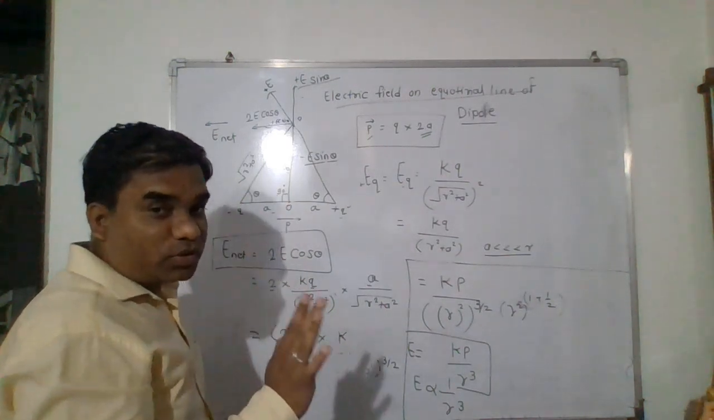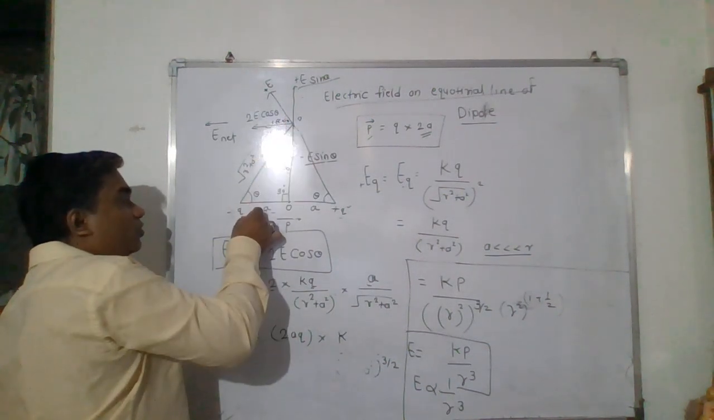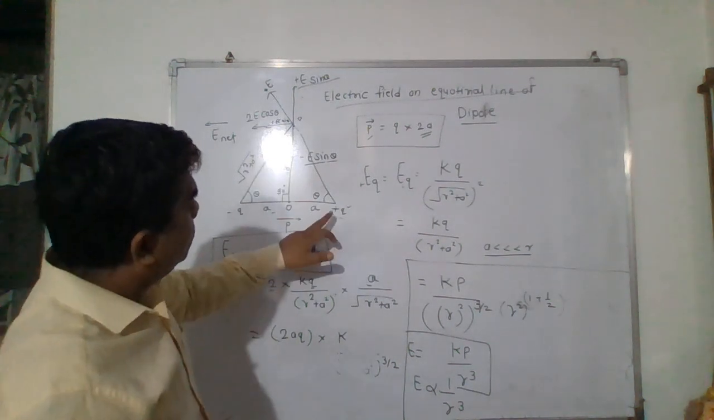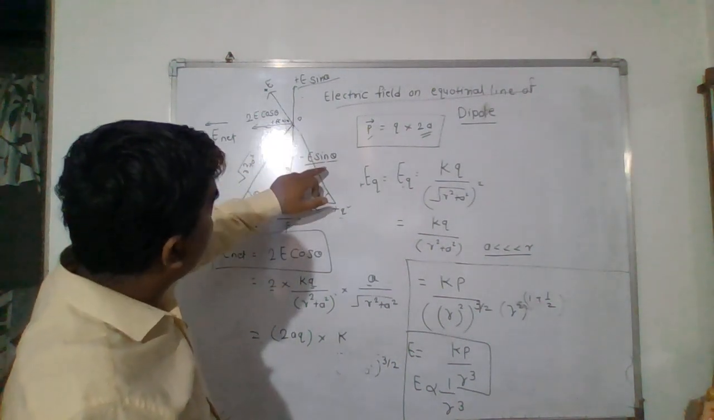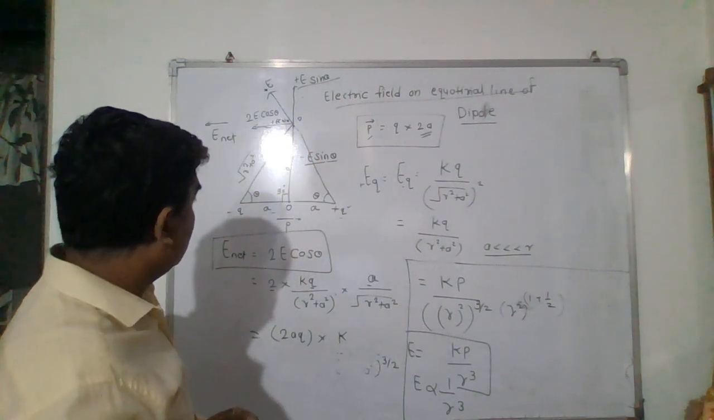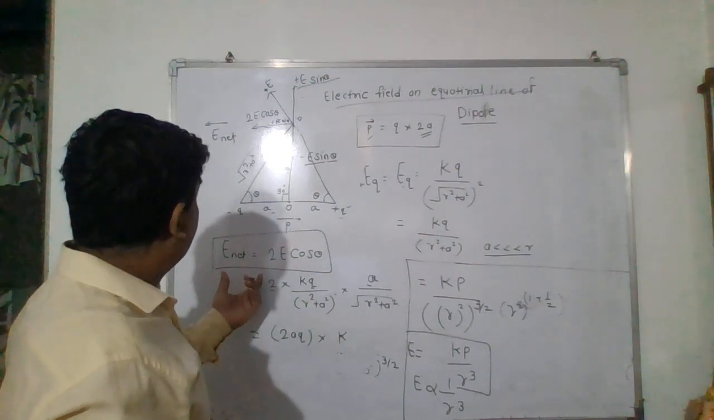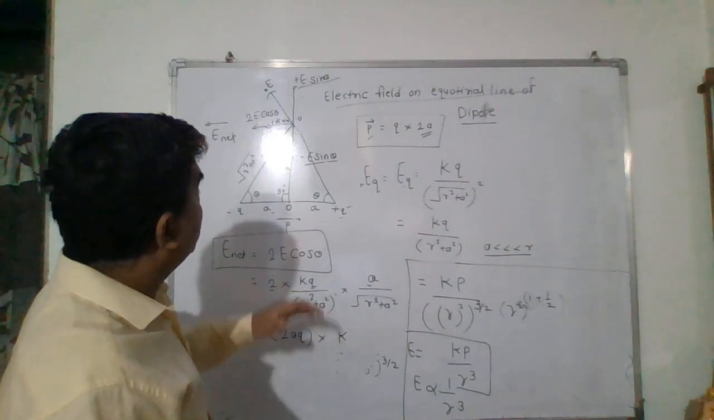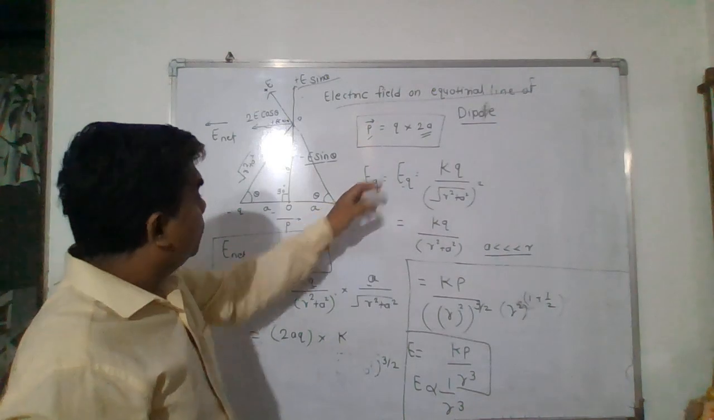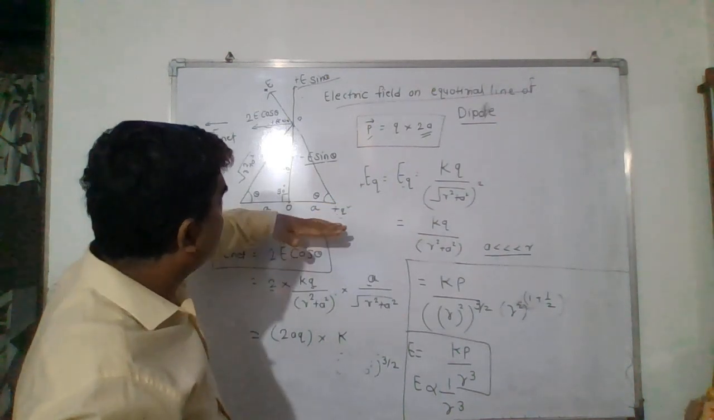So by using the Pythagoras theorem, we can write the distance from P to minus q is under root r square plus a square. Similarly, from plus q to point P is also at a distance under root r square plus a square. Now we have to understand that we are dealing with this electrical dipole. We already explained that it is a system containing plus q and minus q charges separated by distance 2a.